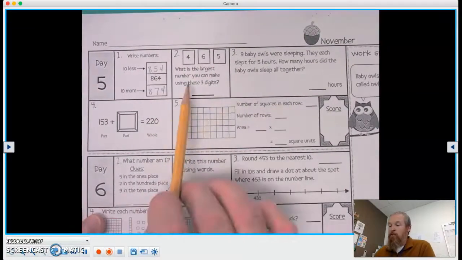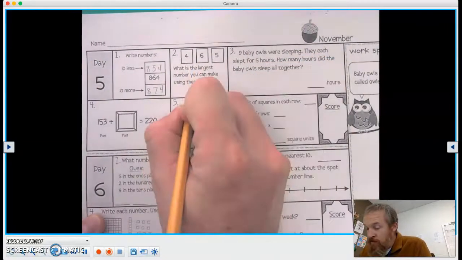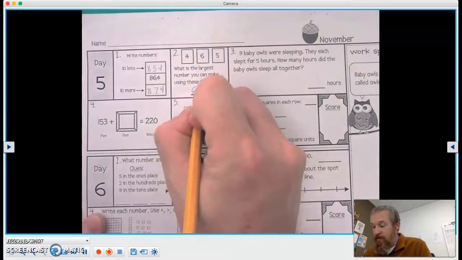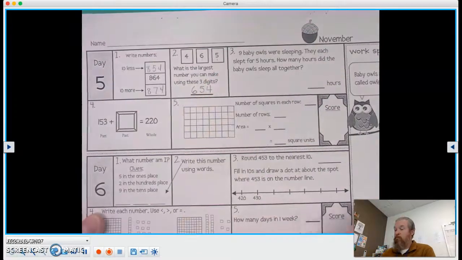What is the largest number you can make using these 3 digits? So we're going to start with the largest digit in the hundreds, the next largest digit in the tens, and the smallest digit in the ones.